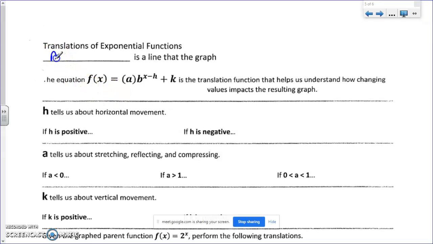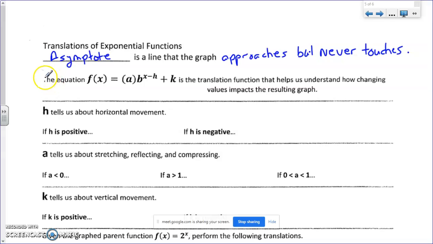So the asymptote is a line that the graph approaches but never touches. Now when you get to Algebra 2 and you are doing rational functions, sometimes in a rational function, when you have a cubic, it will go through an asymptote, and we don't know why. But in this class, your graph will never touch that asymptote. Okay? Everybody good? All right.